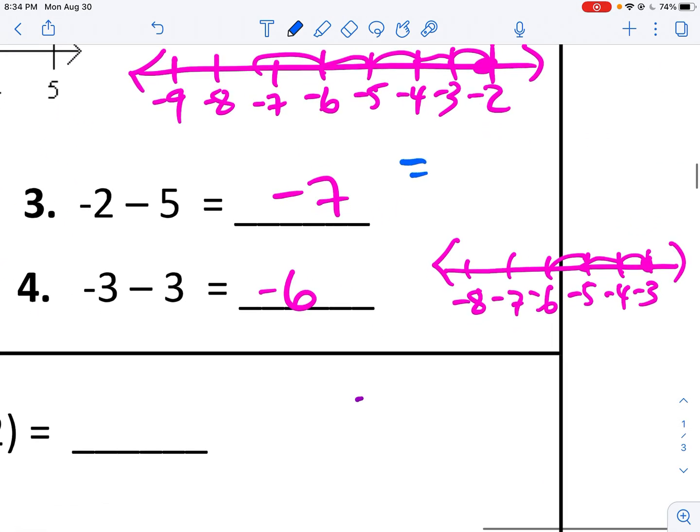Over here, I have 2 negatives and 5 negatives. So I have a total of 7 negatives. Here I have 3 negatives and 3 more negatives, which is -6.